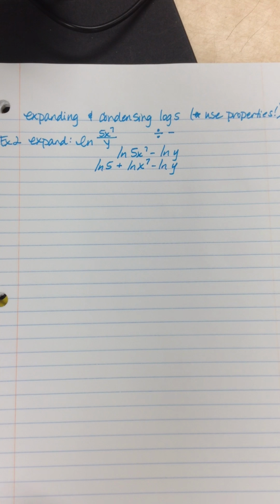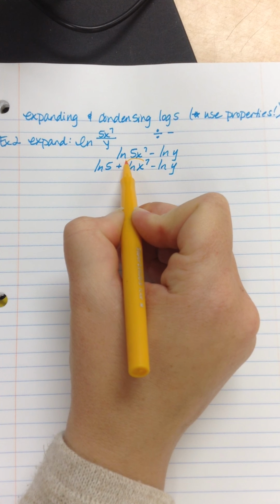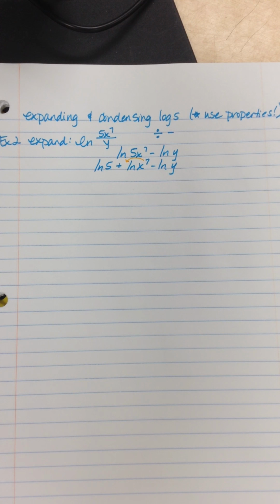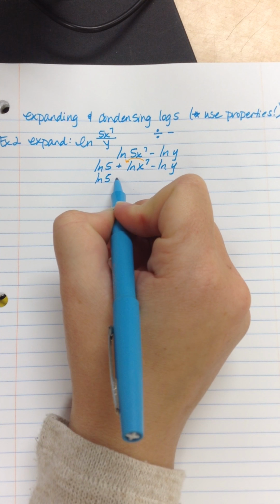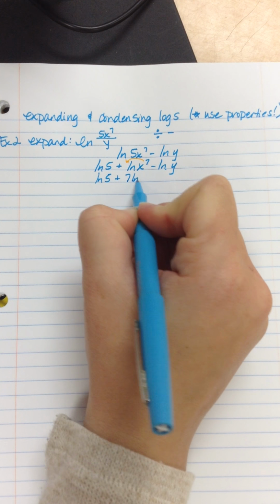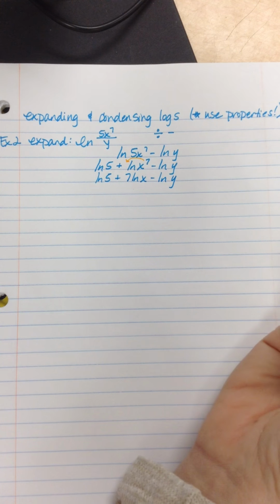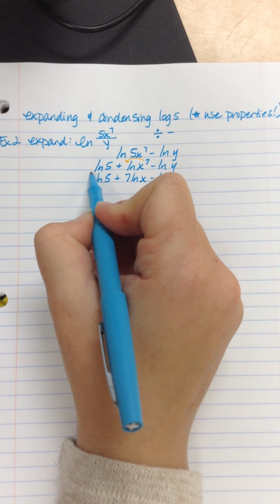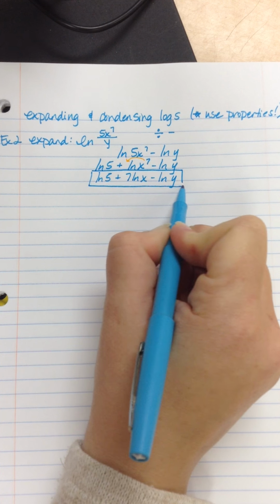Almost done, except there's one thing that's being left untouched, and that is this exponent here. And we know that exponents have to go to the front. That'll be your final step. So we have the natural log of 5 plus, remember we're going to move this 7 to the front, 7 times the natural log of x minus natural log of y. And now it's expanded.